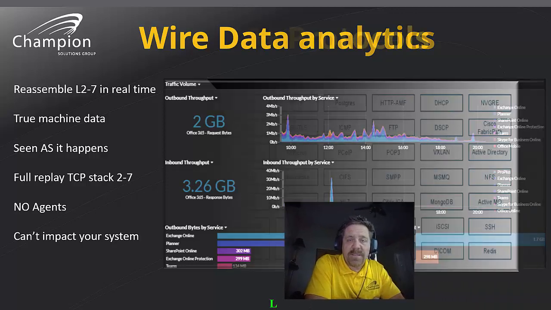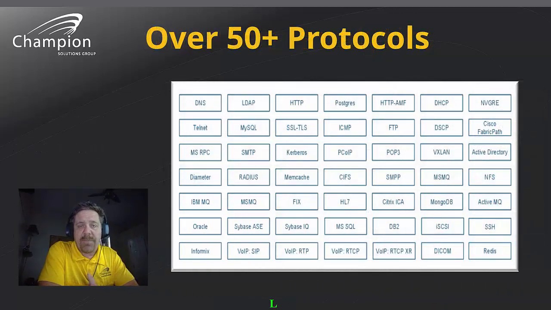There are zero agents running on any of this, and it can't impact your environment. ExtraHop does this because it understands over 50 protocols, and while it reads these protocols, it puts over 5,000 analytics on these conversations at line speed in real time. This is the power of wire data.